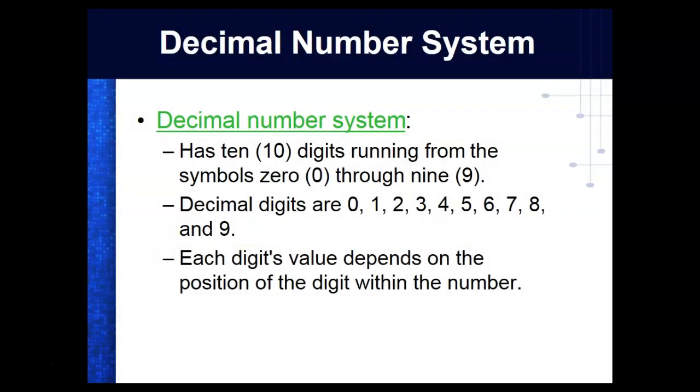The decimal numbering system has 10 digits, using symbols 0 through 9. So all our numbers in what we call the decimal number system are combinations of these 10 symbols. So we learn them: 1, 2, 3, 4, 5, 6, 7, 8, and 9. Each digit's value depends on the position of the digit within the number.